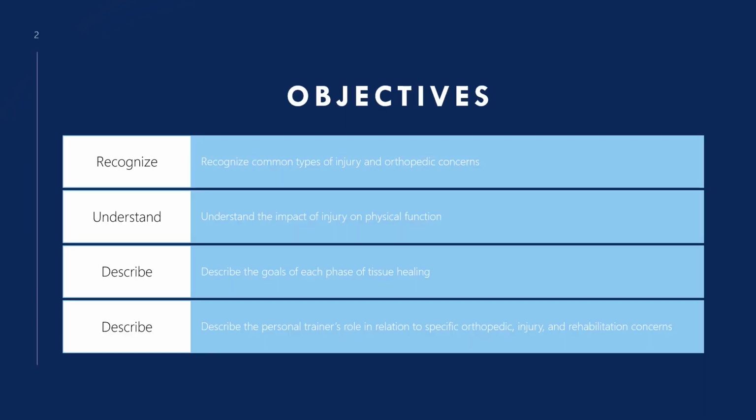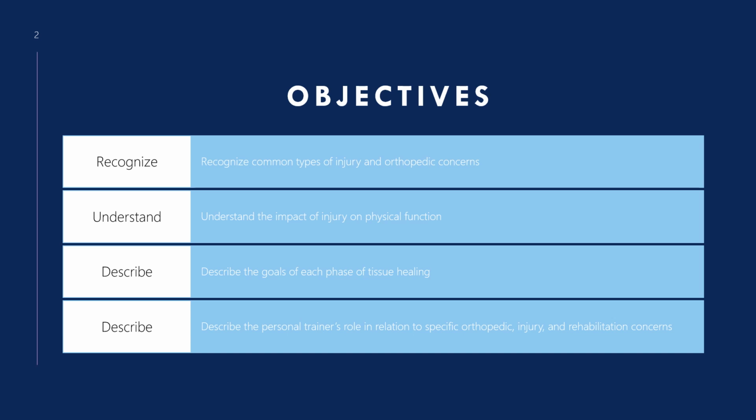In this chapter, you should be able to recognize some common types of injury and orthopedic concern, as well as understand the impact of injury on physical function, and describe the goals of each phase of tissue healing, and describe the personal trainer's role in relation to specific orthopedic injury and rehabilitation concerns.